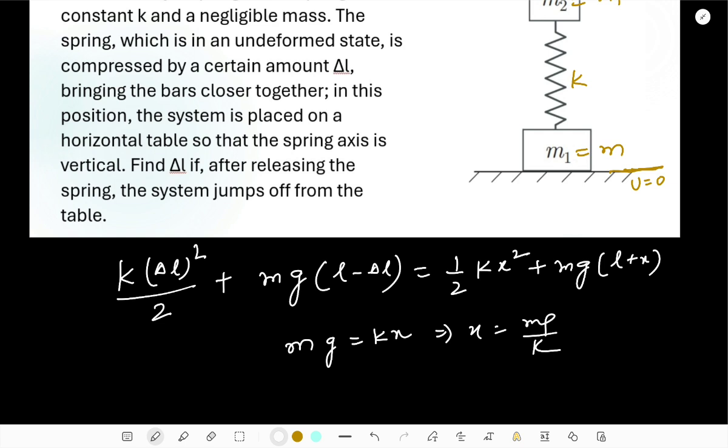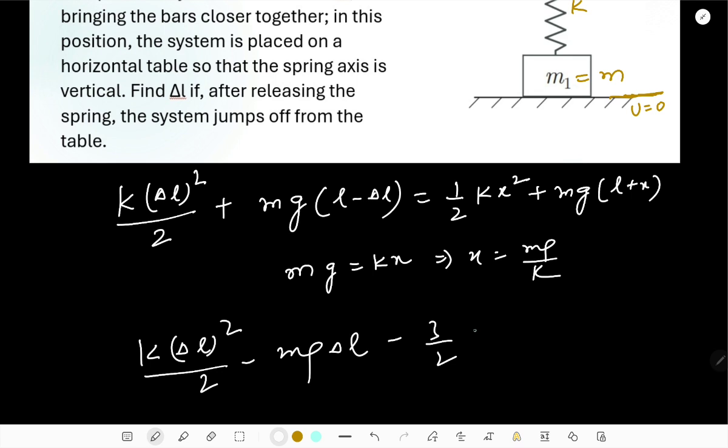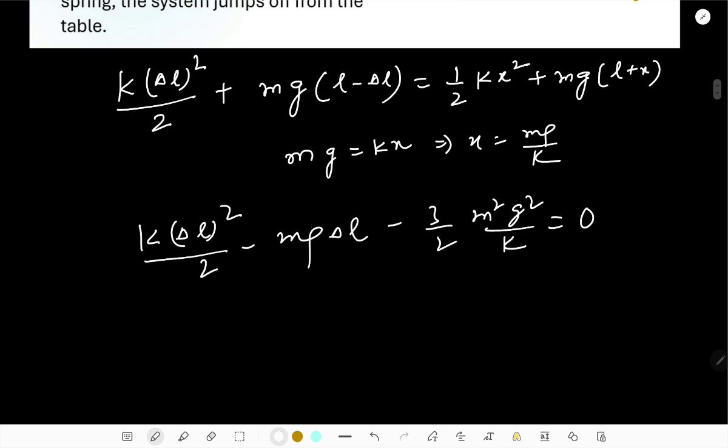So after putting the value of x, I will get some equation like this: k delta L square by 2 minus mg delta L minus 3 by 2 m square g square by k equal to 0. This is a quadratic equation in delta L, and after solving we get a positive value of delta L, that is equal to 3 mg by k, and that's it. That is going to be your answer.